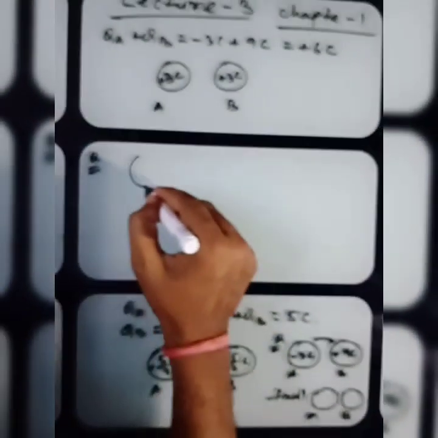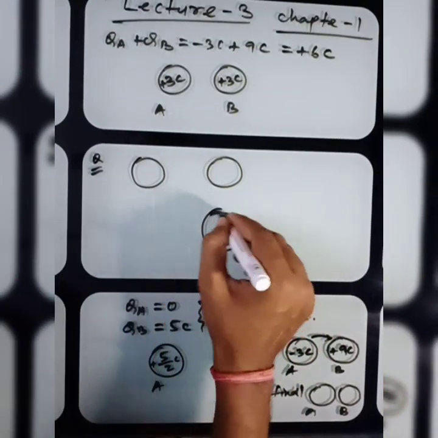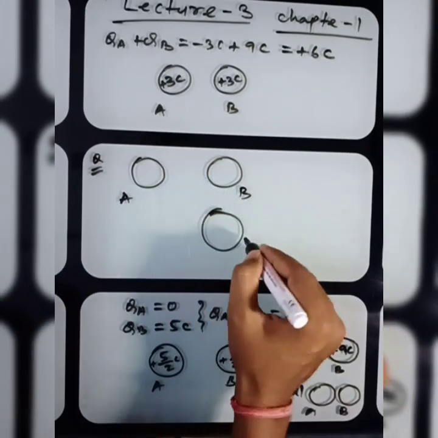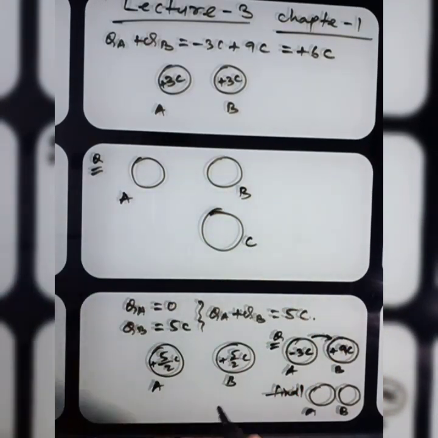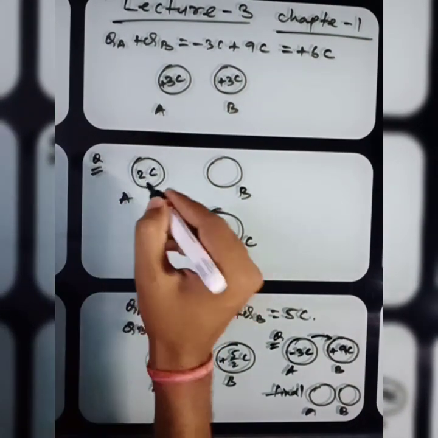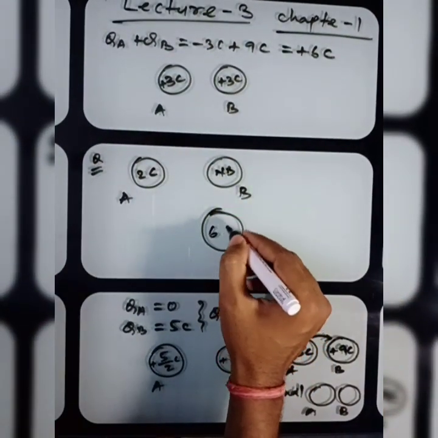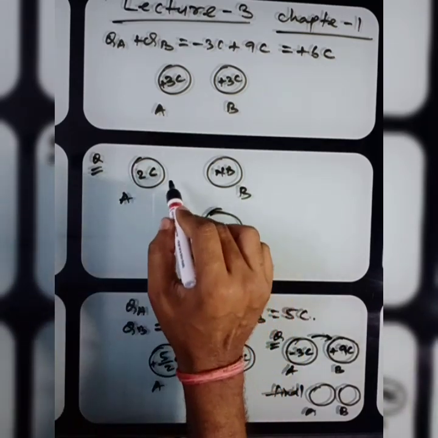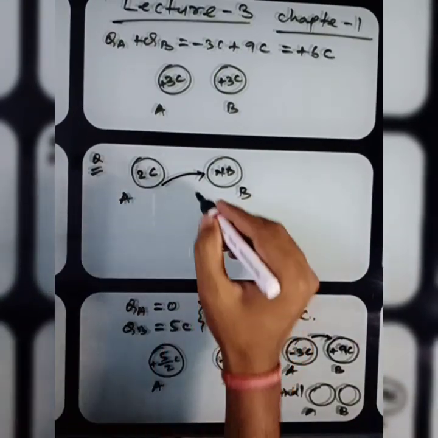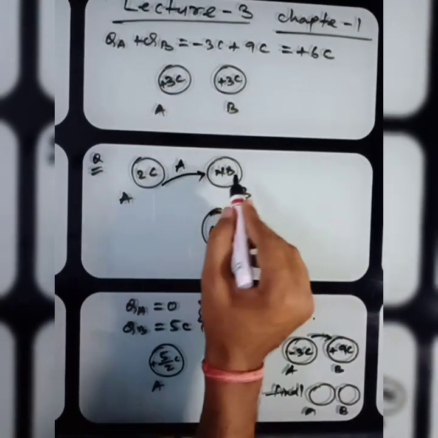You have three bodies A, B and C, identical. Remember, all three bodies are identical. Listen carefully to this question. Body A has positive 2 Coulomb, this is a neutral body, and this body has 6 Coulomb. You have to bring body A and make contact with body B. A is going to make contact with B.